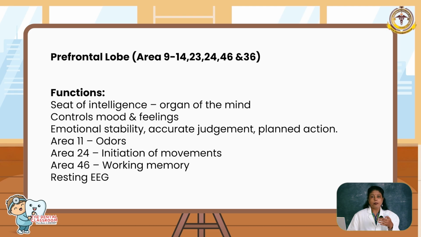Then a few points about the prefrontal lobe. It is the seat of intelligence. It controls the mood and feelings, and also it will help us to judge accurately and to plan better. And also it is involved in the working memory and also initiation of movements. Along with that, it is responsible for the resting EEG, electroencephalogram.